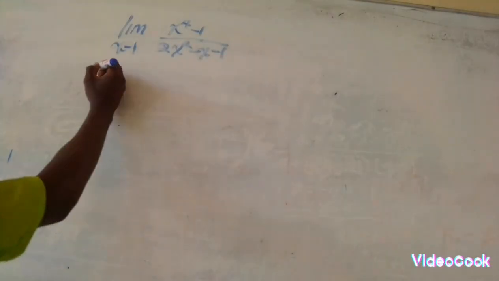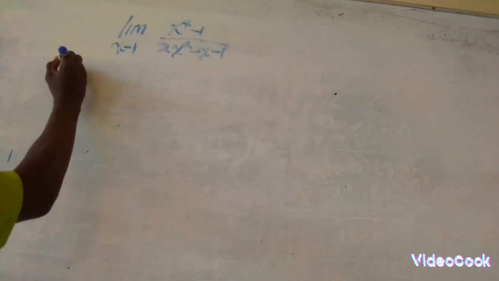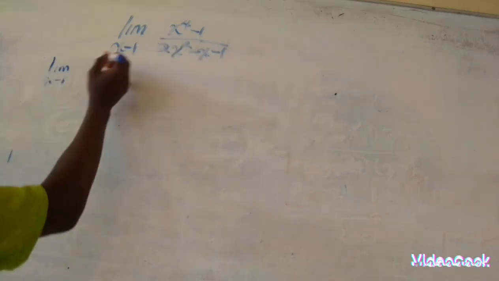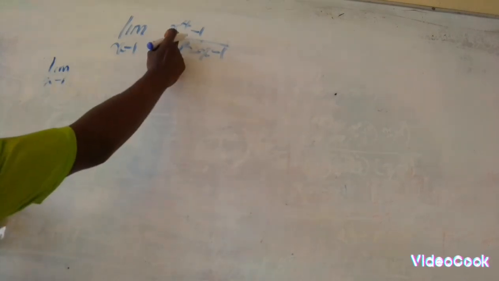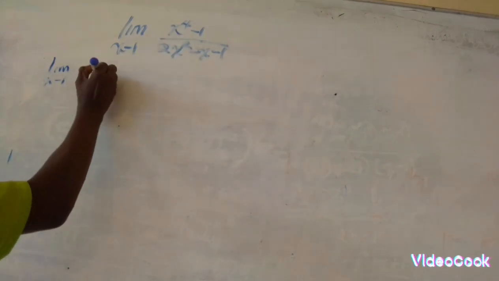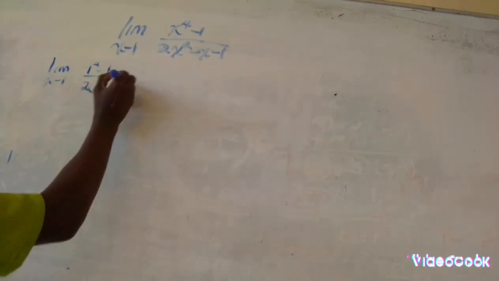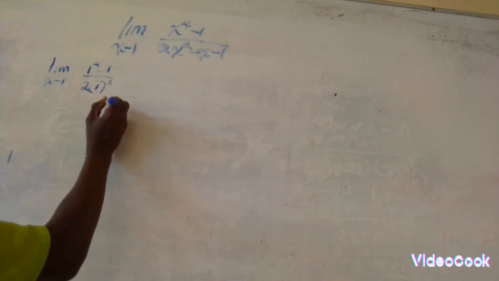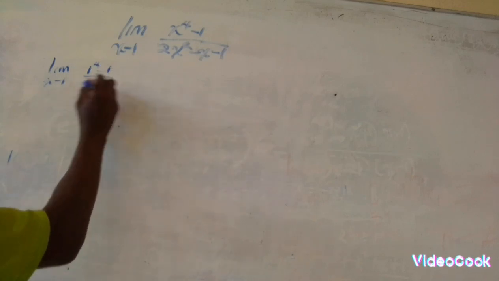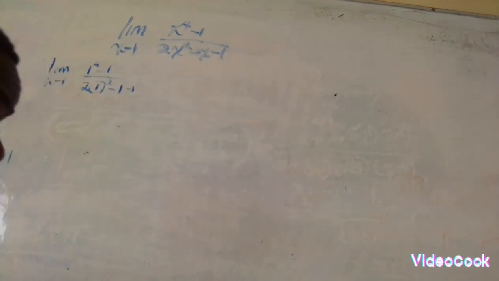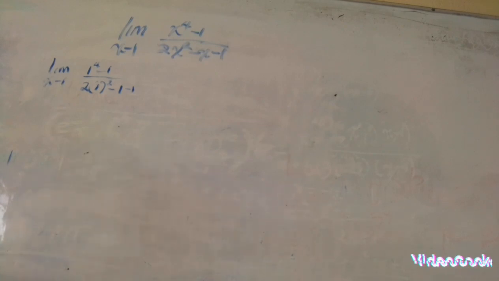So we say limit as x approaches 1, where x is x to the 4th power, that means 1 to the 4th power minus 1, divided by 2 times 1 squared, minus 1 minus 1. We check whether the limit really does exist. If it does not exist, we have to make it exist. Let's proceed with this problem.